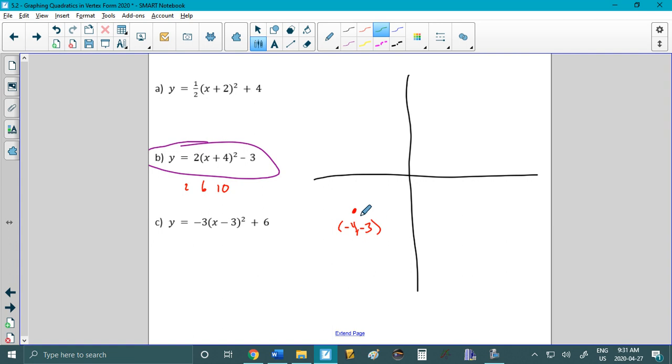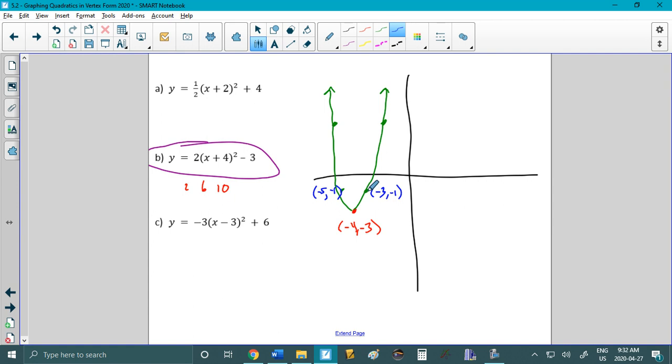So I would go over 1, up 2, over 1, 1, 2, 3, 4, 5, 6. And I do this. Draw my curve. And then what I would do is I would just label these points. So over 1, up 2 would be -3, the x value. And then up 2 from -3 would be -1. And then this one here, if I went over 1 to the left, it would be -5. Y value is the same as this point.